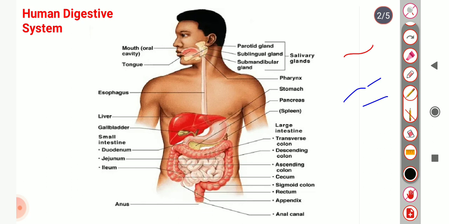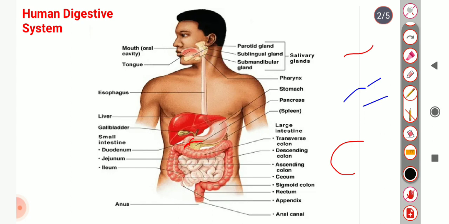The duodenum is so called because it is about 12 finger-breadths long, about 25 centimeters, and it is the shortest and widest part of the small intestine. It is somewhat C-shaped. You can see the duodenum and its C-shaped structure. Iron is mainly absorbed in the duodenum.